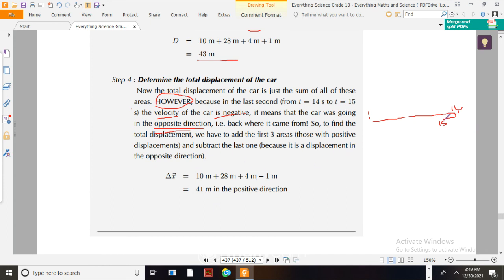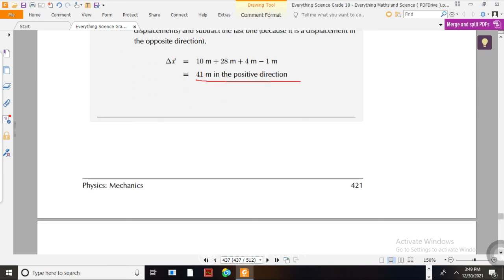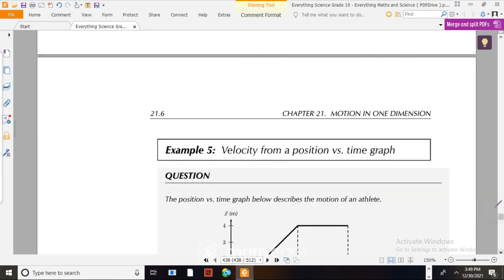So this distance must be subtracted. So 10 plus 28 plus 4 minus 1 meter. So the total displacement is 41 meters in a positive direction. For distance we didn't add any direction, but for displacement a direction, positive direction, or east or west or north or something, should be added when you give the answer.